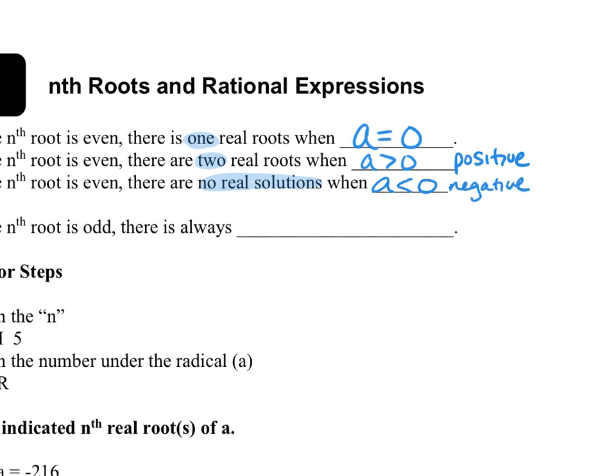On the other hand, if the n number is odd, no matter what scenario you have for the a value, there is always one real root.